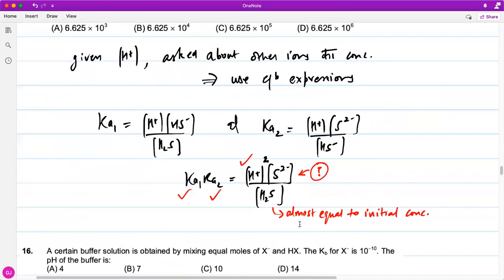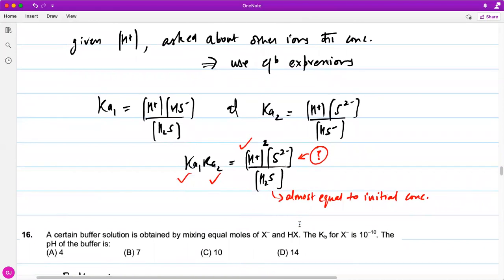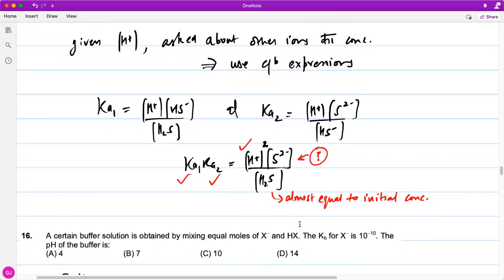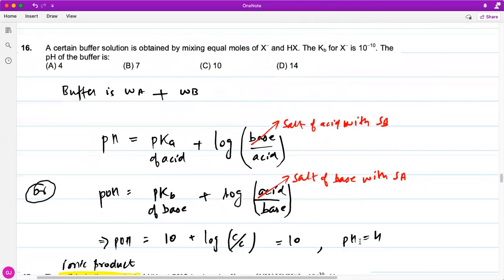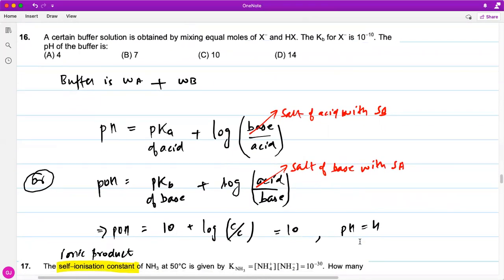Then the 16th question is relatively easy. It is simply about a buffer solution made up of a weak base and its conjugate weak acid, in equal moles. So you can say pOH will be equal to pKb of the weak base plus log of salt upon acid. Because they are in equal amounts, that log value comes out to be 0. So pOH will be equal to pKb, hence the pH value will be just 4. That's the simple explanation for the 16th question.